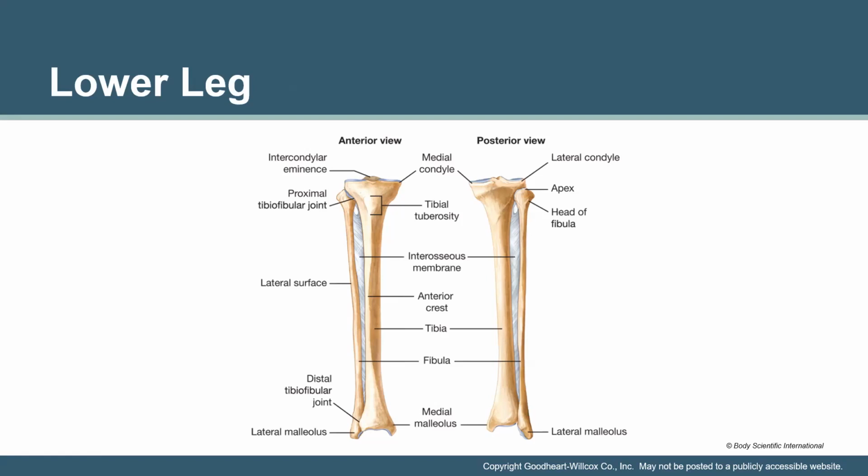Proximally, the fibula will join with the tibia at the proximal tibiofibular joint. The head of the fibula has a portion we call the apex, which will again join to that tibia. At the very distal end of the fibula, this is going to be your outside ankle bone, or what we call the lateral malleolus. Now, these two bones at the distal end will join at the distal tibiofibular joint.